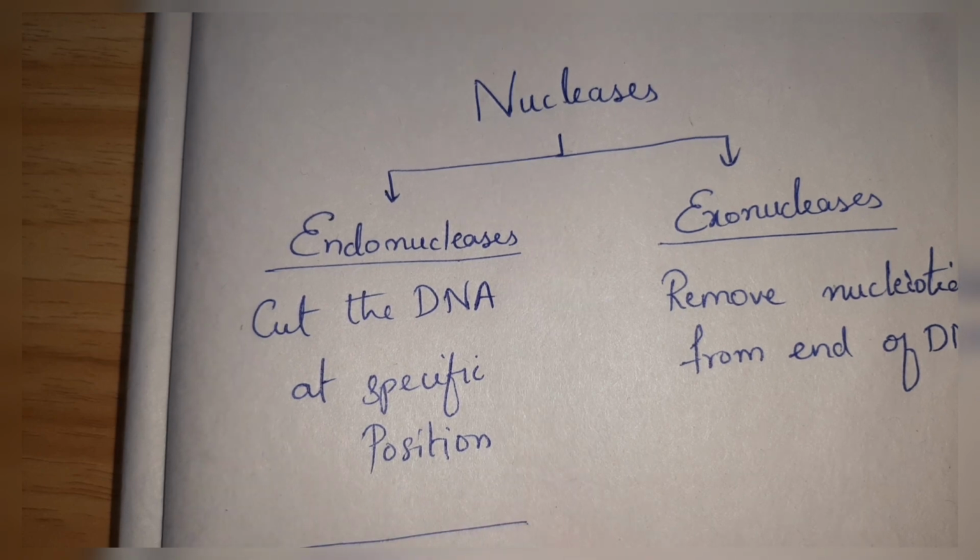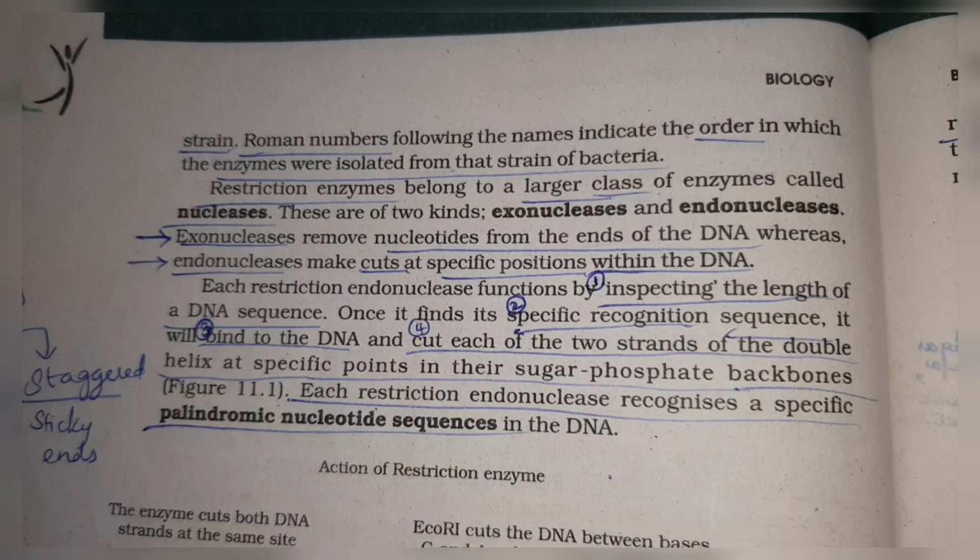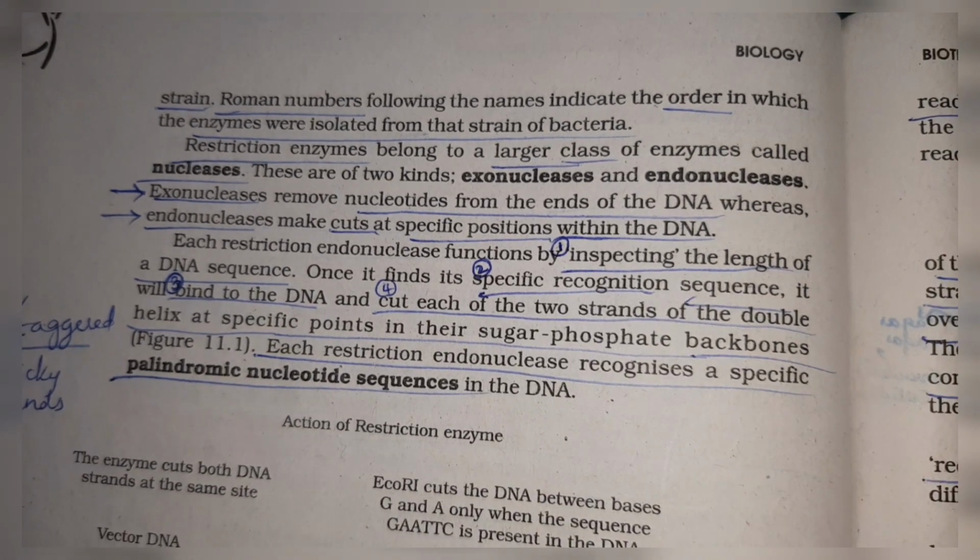And how do they do that? Each restriction endonuclease functions by first inspecting the length of a DNA sequence. Second, finding the specific recognition sequence. Third, it will bind to the DNA, and lastly, it will cut each of the two strands of the double helix at specific points in its sugar phosphate backbone. Each restriction endonuclease recognizes a specific palindromic nucleotide sequence.